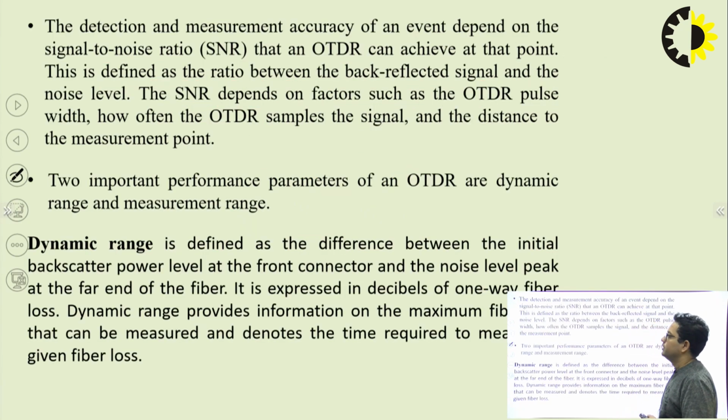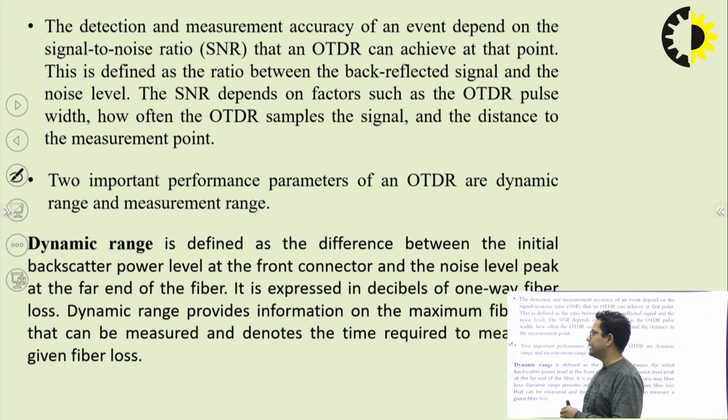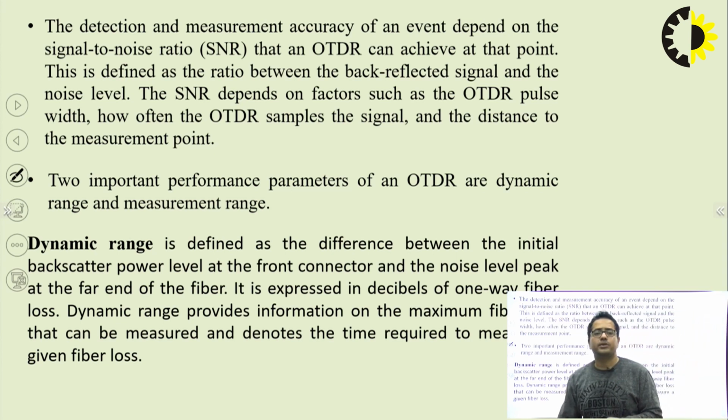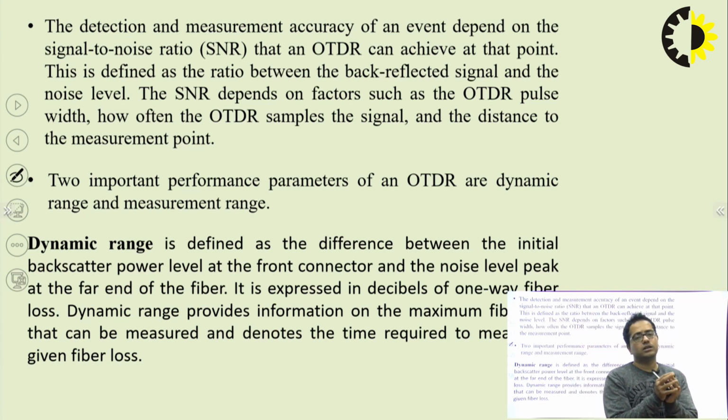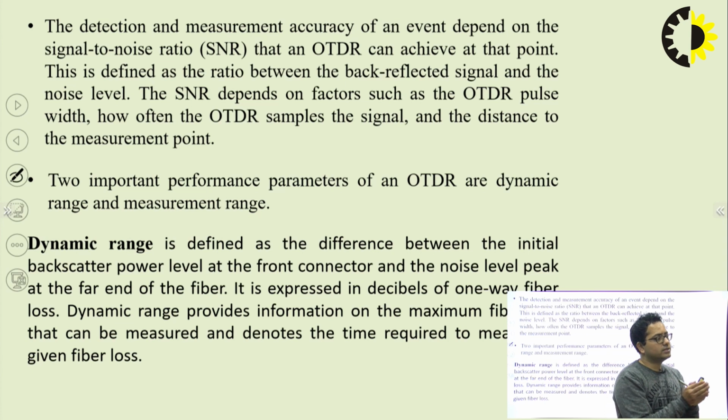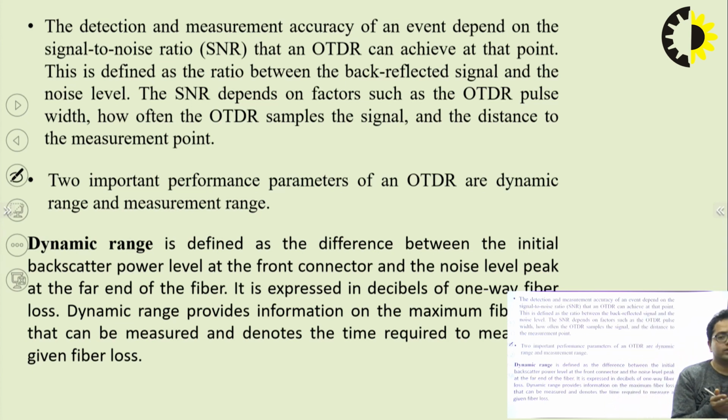Next, the detection and measurement of an event depends upon the signal to noise ratio that an OTDR can achieve at that point. The signal to noise ratio is a very important point, because you can recover your original signal if the signal to noise ratio at the receiver side is very high. Saying that the signal to noise ratio is high means that the strength of the noise is less and the strength of the signal is high.